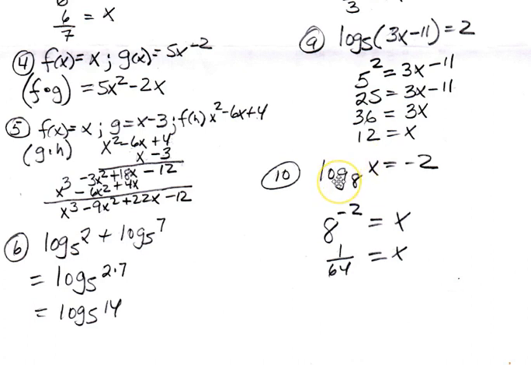And from number 10, again, we're converting it from its logarithmic form to its exponential form. Base is 8, exponent is negative 2, and x is our answer. Well, 8 to the negative 2 power is 1 over 8 to the second, which is 1 over 64. Alright, so again, a quick review. You might get something like this on your test tomorrow.